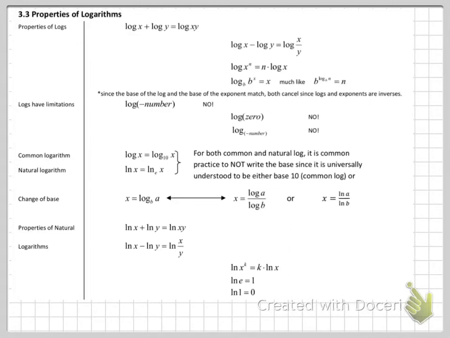Okay, 3.3 properties of logs. Again, this should be review. When you see, again, this is off. It should be tabbed over. Maybe I'll fix it. Maybe I'll forget.